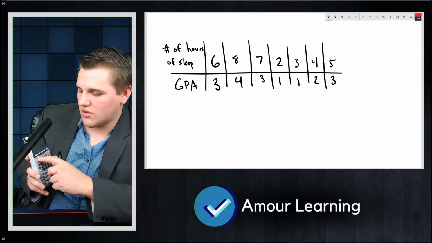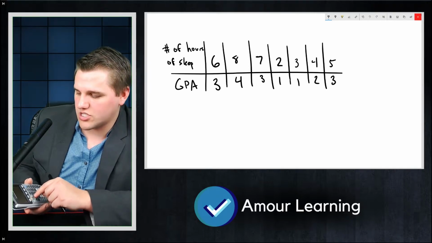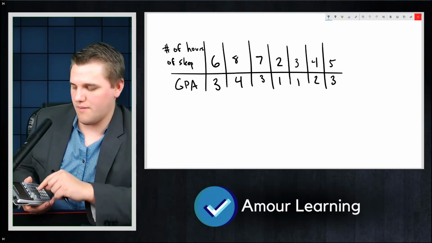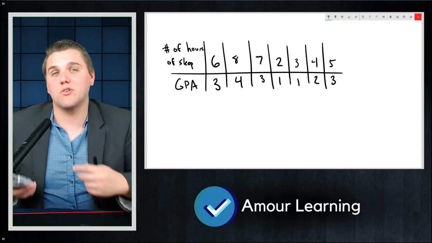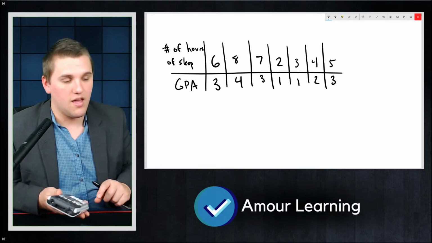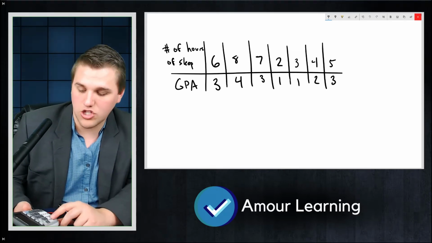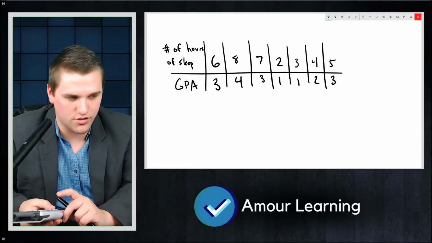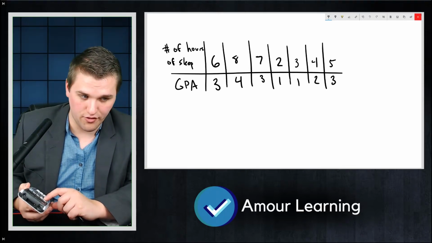Now, you can use the left, up, right, and down arrow to maneuver around your lists, but I want you to go to list 1, and there should be these dotted lines, and I want you to hover over those dotted lines. If you have any numbers already in L1, just delete all of those numbers, and you're going to plug in this variable, the number of hours you sleep. Do it in the order that I have here. 6, 8, enter, 7, enter, 2, enter, 3, enter, 4, enter, 5, enter. You do that for all of the numbers for the number of hours of sleep.